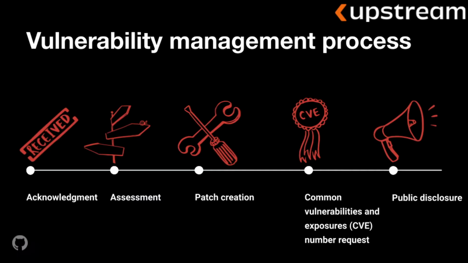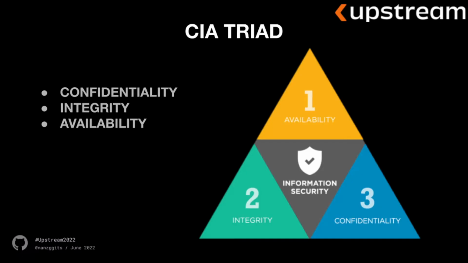The assessment is next. After the acknowledgement, the VMT security contact gets to work and assesses the vulnerability report. So what should you be assessing as a maintainer? You should assess if the reported vulnerability is really a security issue. How do you do that? Well, to help you make that decision, I suggest using a well-known concept by security professionals called the CIA Triad.